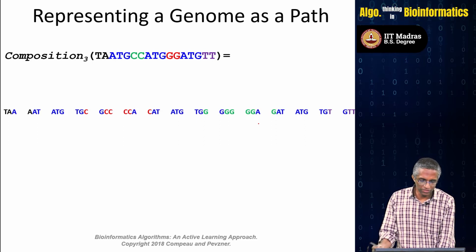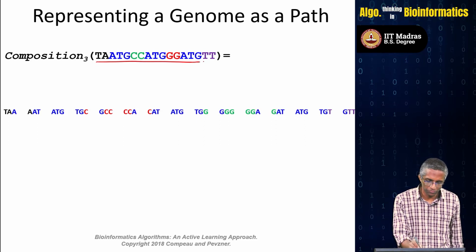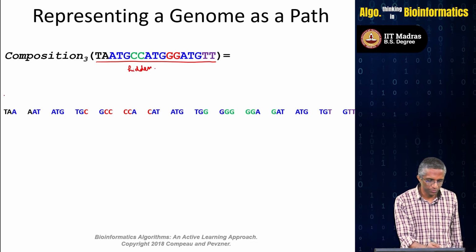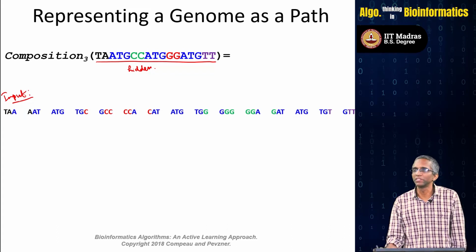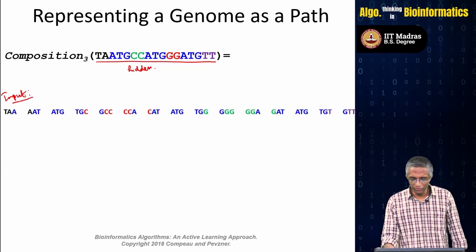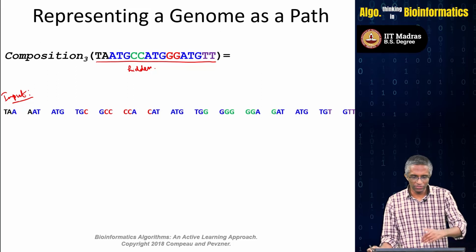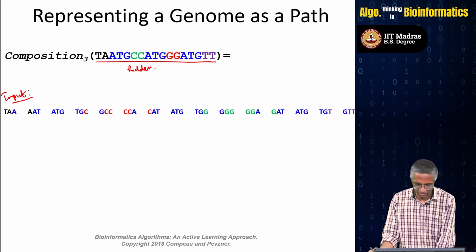So we have this. This is our genome. This is hidden from us. What is provided as input is only all the three-mers here. But the genome itself is hidden, but these three-mers are all coming from this particular unknown genome that we need to figure out.